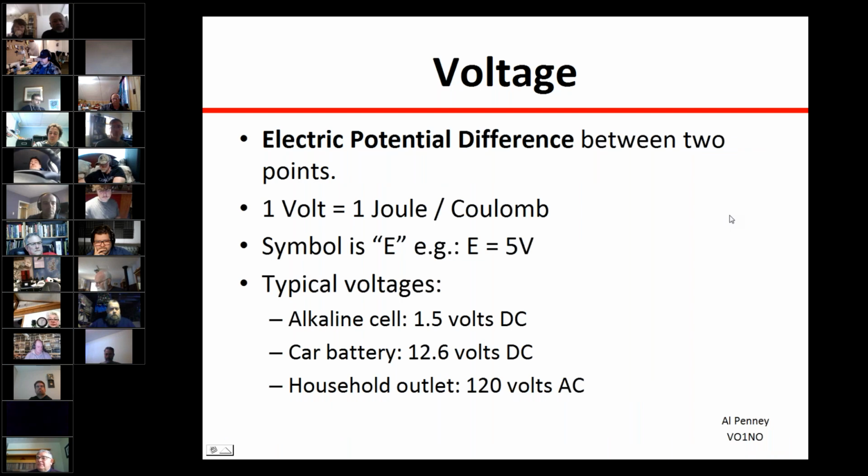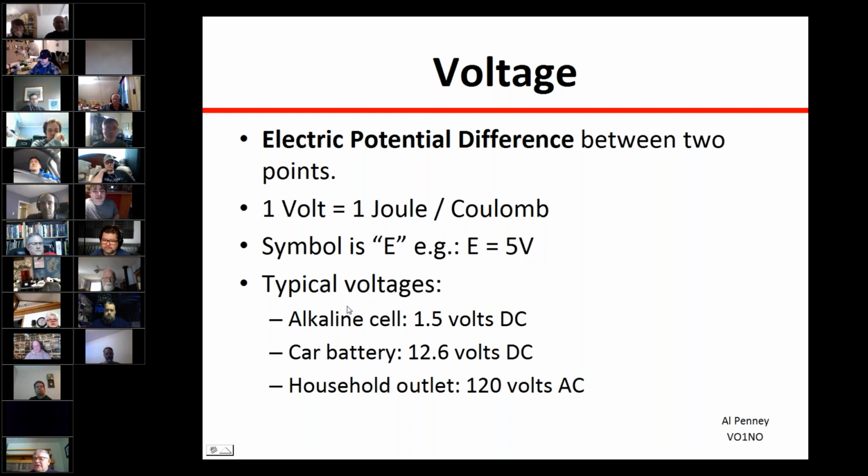Now, I'll throw the scientific definition at you. You don't have to know this for the test, but if you want to know this, 1 volt is equal to 1 joule per coulomb. If you're not into physics, you can forget that. But the symbol is E, and the voltage is measured in volts, V. So E equals 5 V, for example.